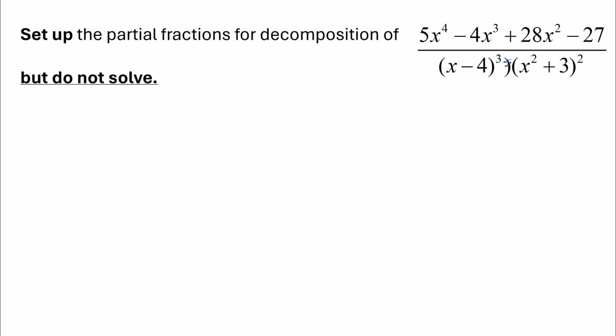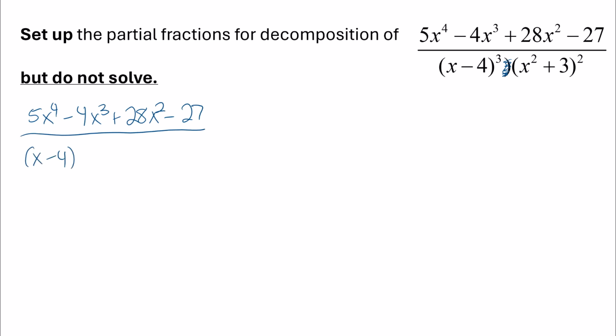Looks like there's an extra parenthesis in there. Ignore that. All right, so if we're going to set up the partial fractions, we have 5x to the fourth minus 4x to the third plus 228x squared minus 27, and that's over (x minus 4) to the third and (x squared plus 3) squared. So we have a linear factor and a quadratic factor, and they're both repeated. The x minus 4 is repeated 3 times, and the x squared plus 3 is repeated twice.